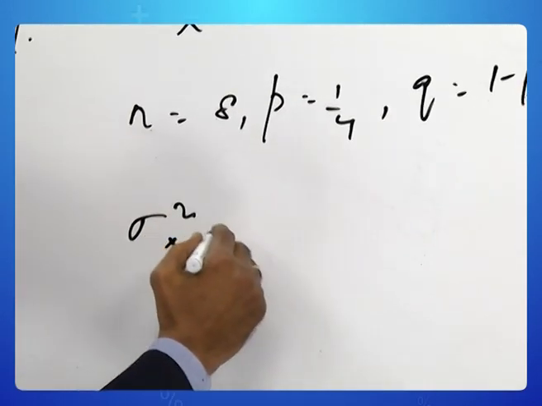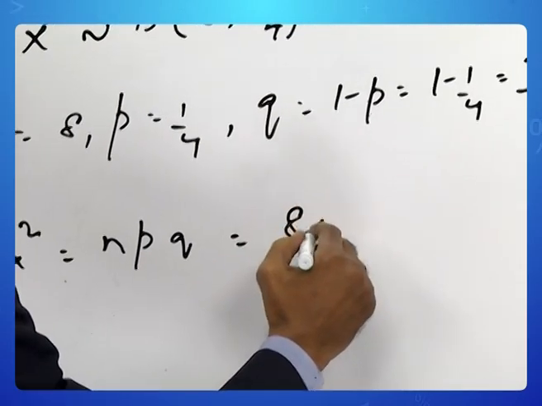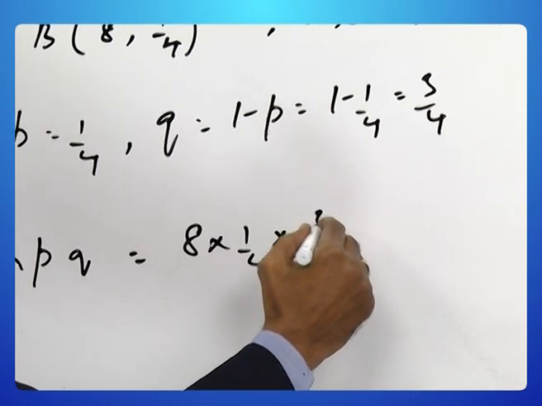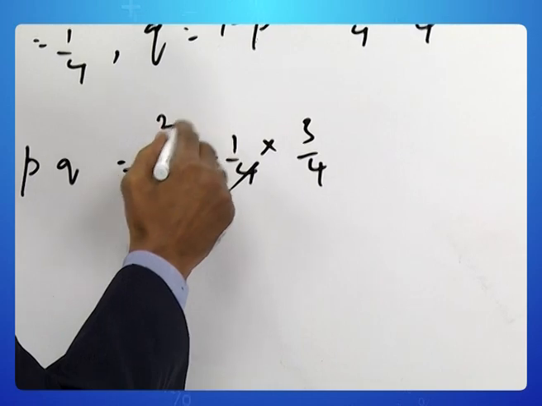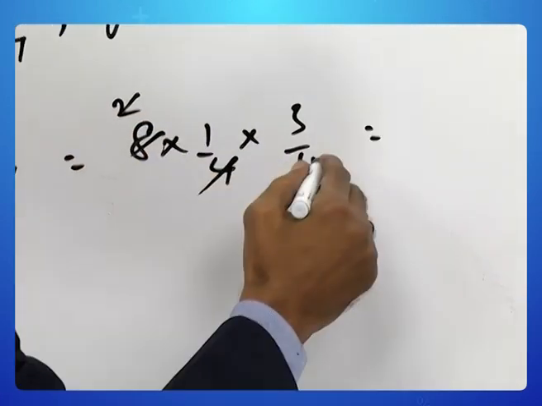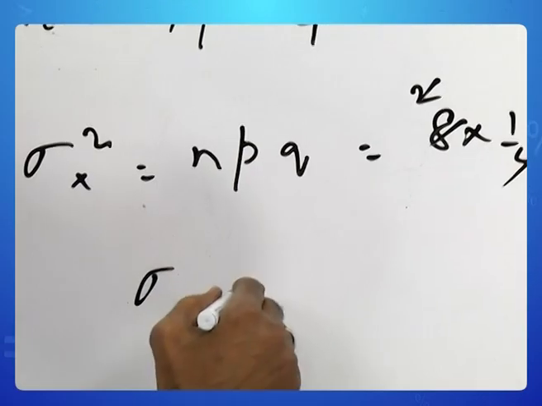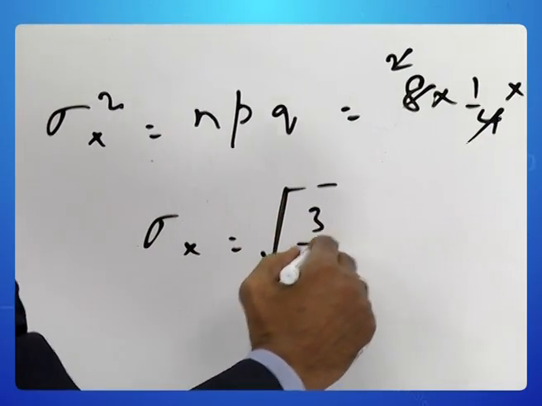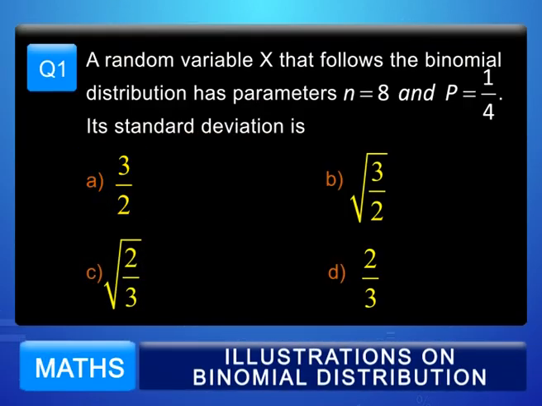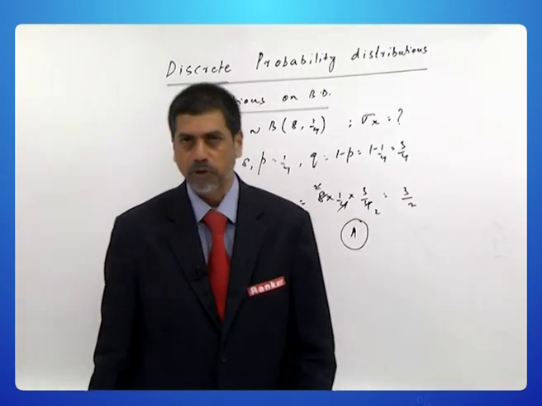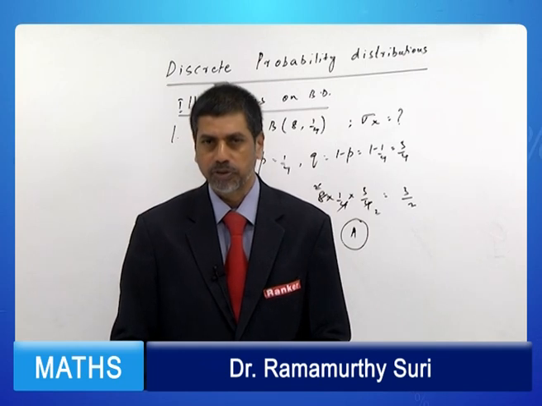The variance is npq, which is 8 into 1 by 4 into 3 by 4. So, this becomes 3 by 2. So, the standard deviation is the square root of 3 by 2. So, option A is the correct option. So, this is a very simple startup problem where you are just using fundamental properties of the binomial distribution.